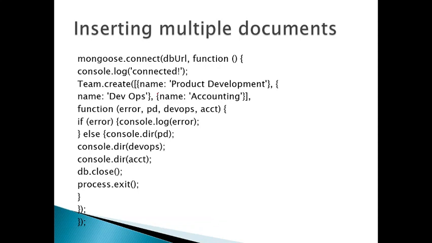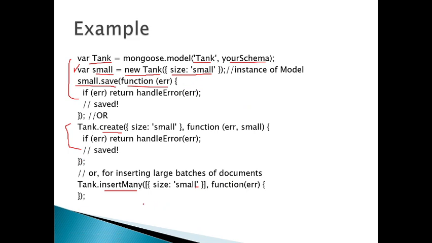You can see here also Team.create with name production, development, and we are passing another object. We are passing an array of objects, three objects, and after passing these three objects, we are actually adding these objects into our function. So it will return one by one. This create will work one by one, while this insertMany will automatically save every document in a batch mode.